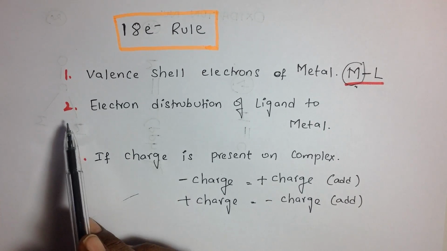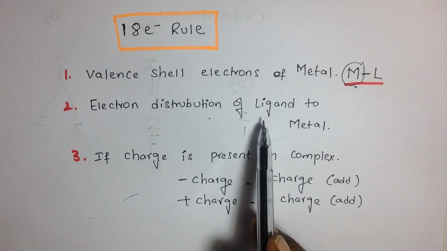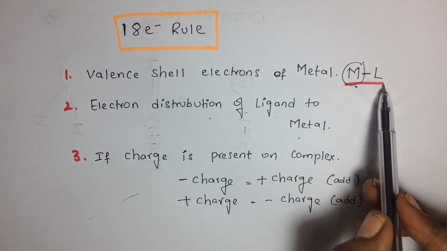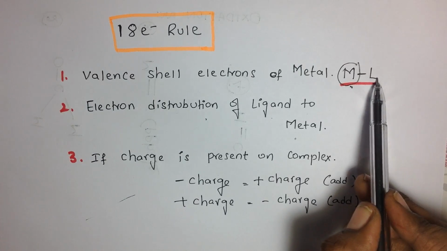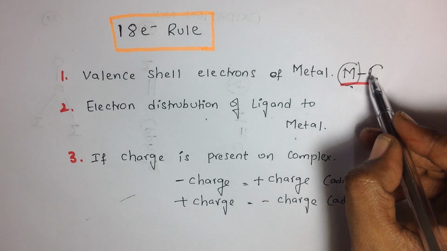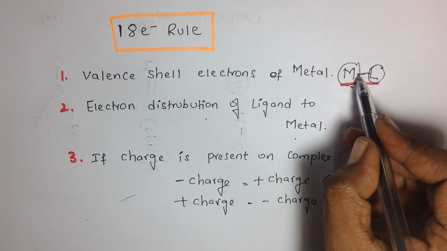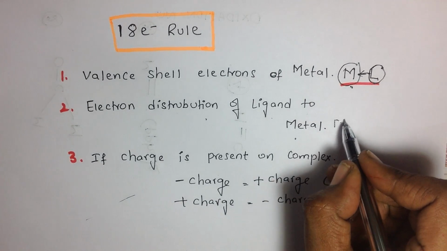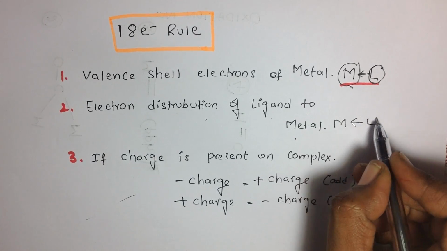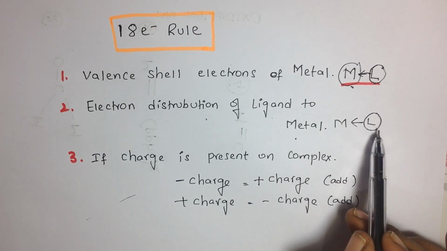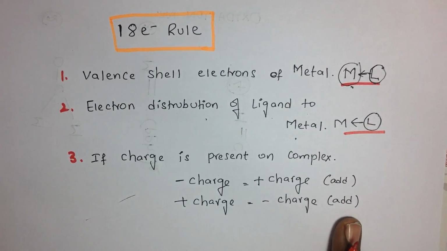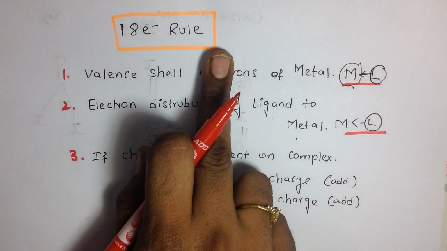Coming to the second criterion, the electron donation of a ligand to the metal. The second thing you should know is how many electrons the ligand contributes to the metal. It is the contribution of electrons by the ligand to the metal, and it is the second important criterion to calculate the 18 electron rule.